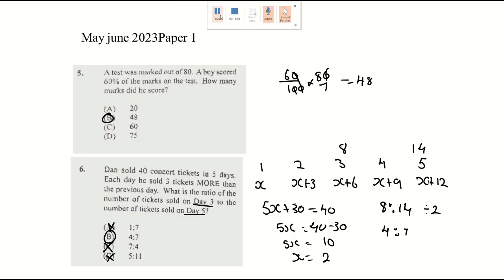Let's go ahead. And now we're going to be doing January 2023, paper 1, number theory, number 1 to 6.